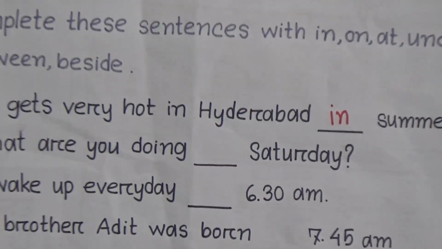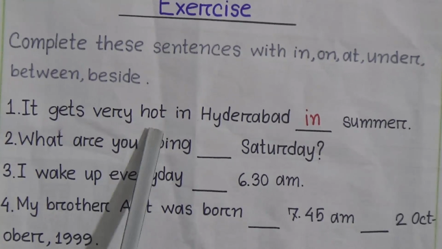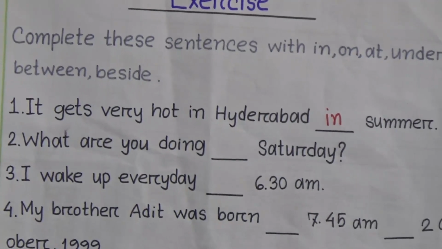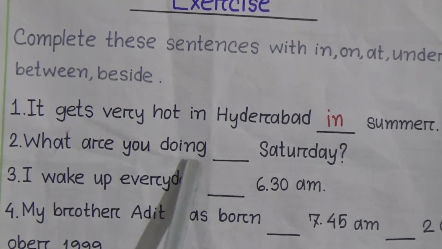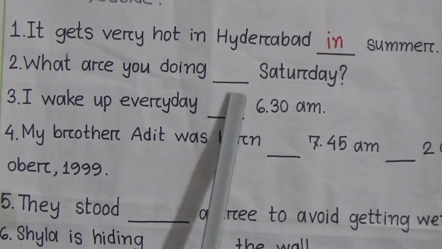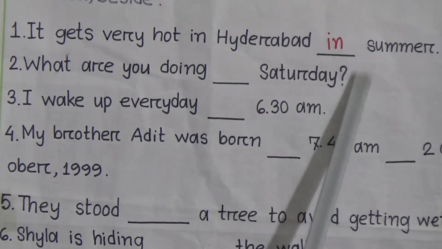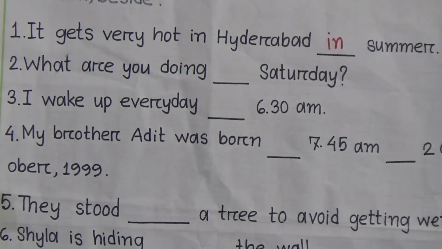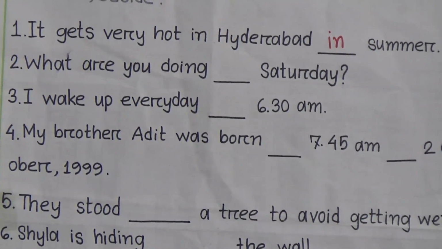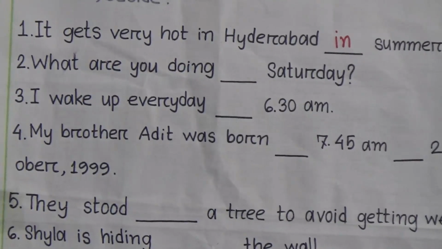In. It gets very hot in Hyderabad in summer. Number 2, what are you doing dash Saturday? Okay, we find the gap before this word. This is Saturday, the name of one of 7 days. So as we find the name of a day, we must use on.